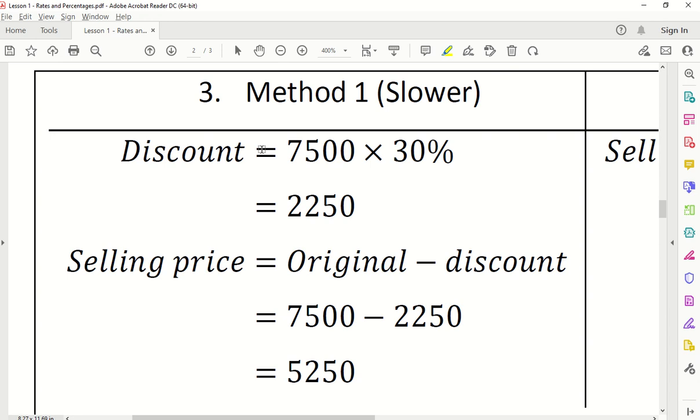There we go. So the first method will be, well, if she's sold it for 30% less, what's 30% of 7,500? To do that, I go 30% multiplied by 7,500, giving me a value of 2,250.